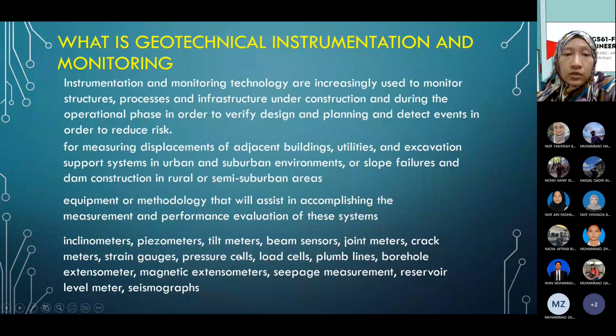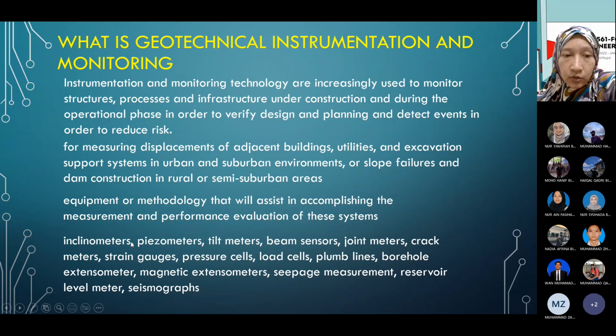So what are the equipments that can be used for the monitoring and instrumentation for controlling? Some examples are inclinometers, piezometers, tilt meters, beam sensors, joint meters, crack meters, strain gauge, pressure, etc. So I hope that some of you are very familiar with this kind of instruments.